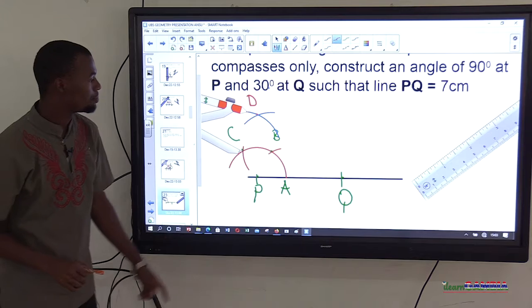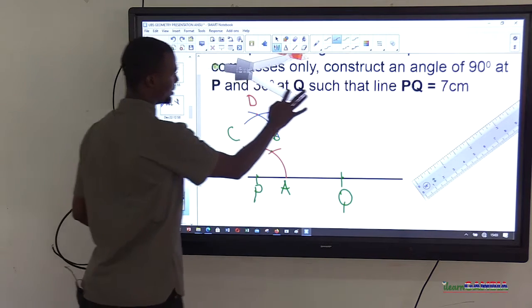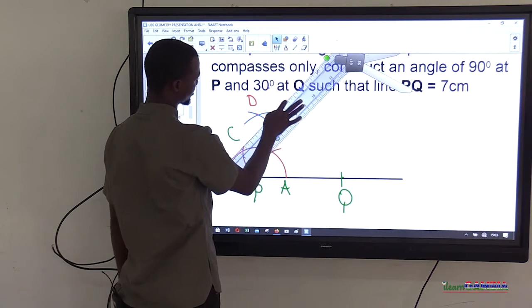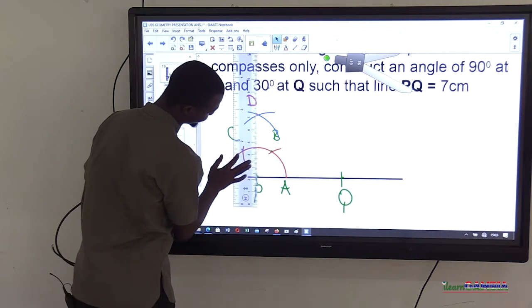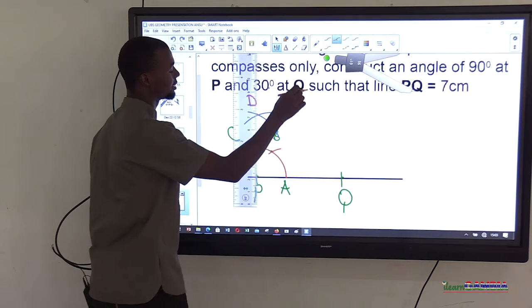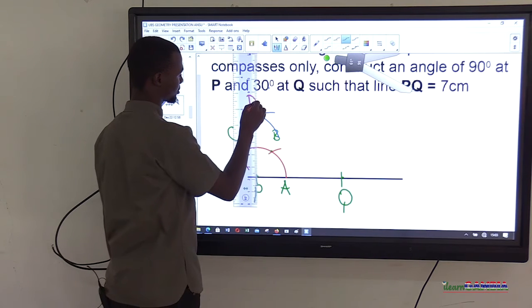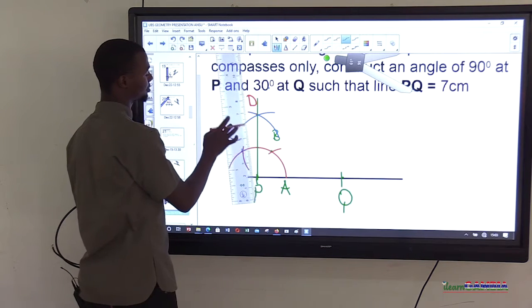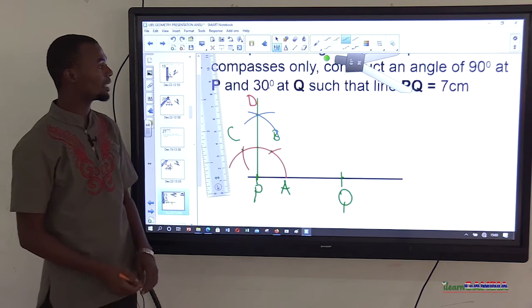So we join PD with a ruler to get the 90 degrees, because we have to construct 90 degrees at P. So this is 90 degrees at P. We have done the first part of it.